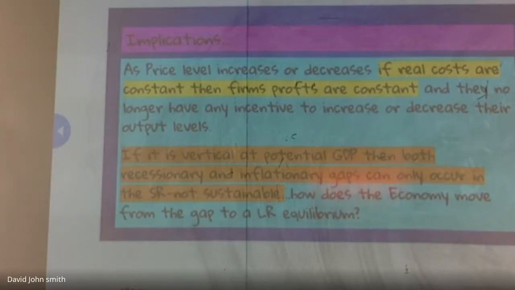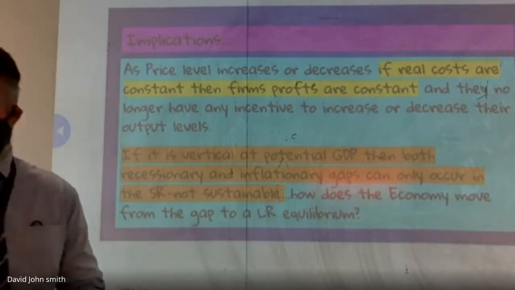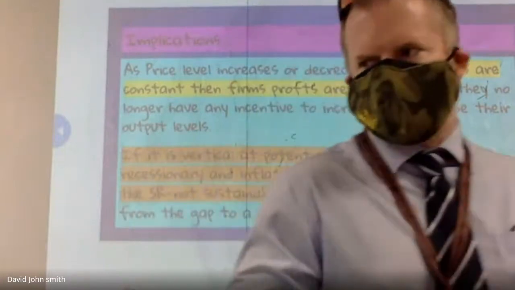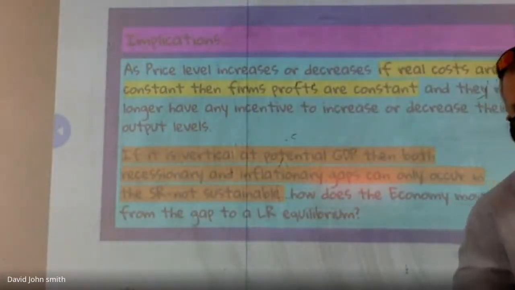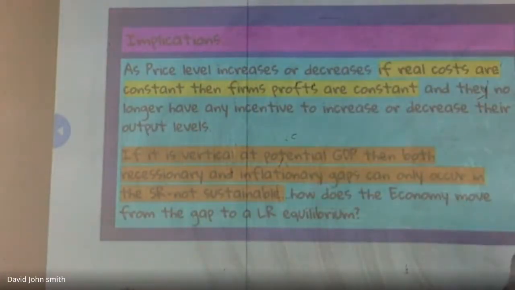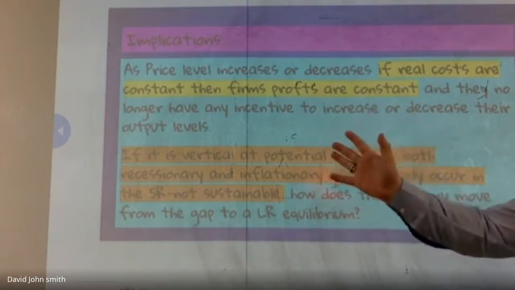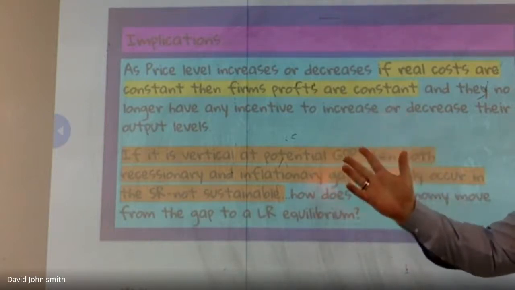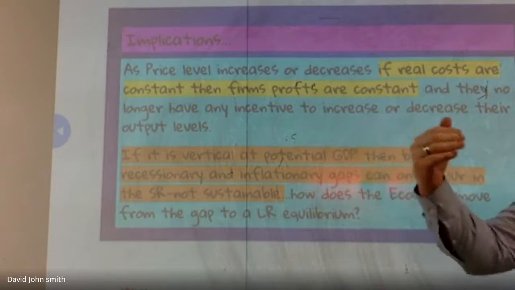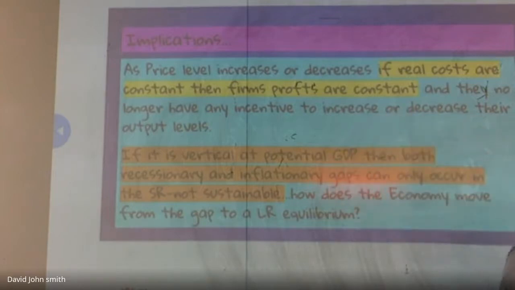So we talk about it as being either inflationary or recessionary. It's inflationary if we are beyond what was possible, but as we discover in classical economic thinking, that can't last. If it is below what is possible, then it's classified as recessionary. And again, according to classical economics, that won't last either, because the economy will move towards full employment.